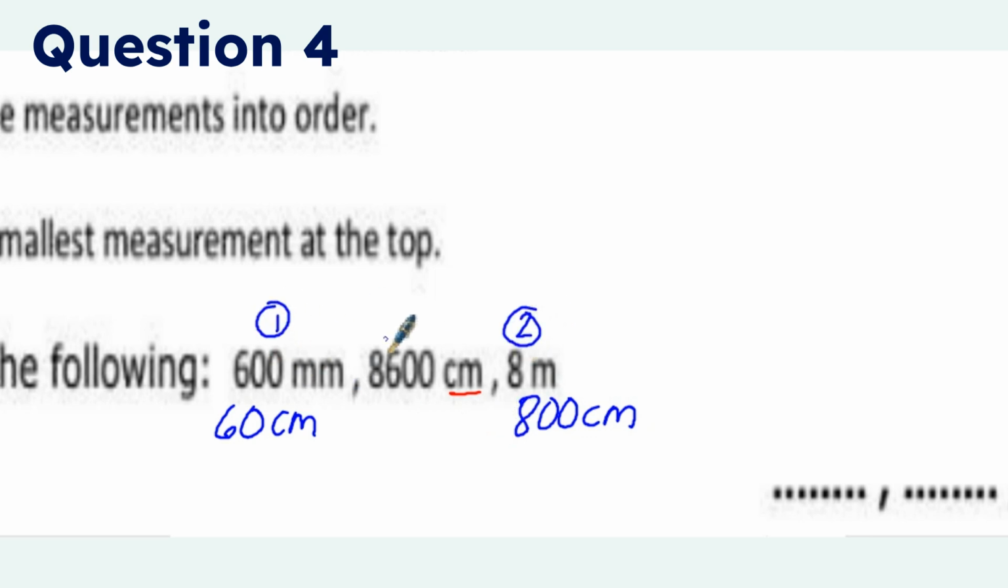After the conversion, we determine the smallest number to largest number. We put the original number in the answer space. Our answer is 600 millimeters, 8 meters, and 8,600 centimeters.